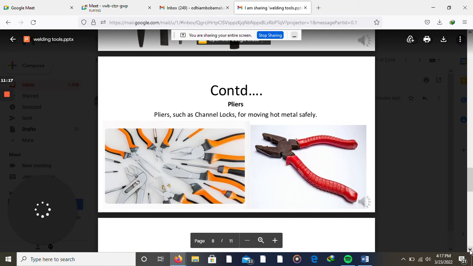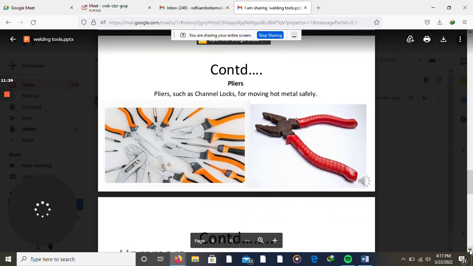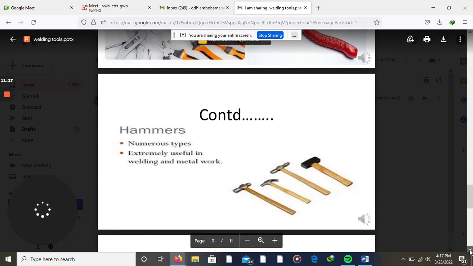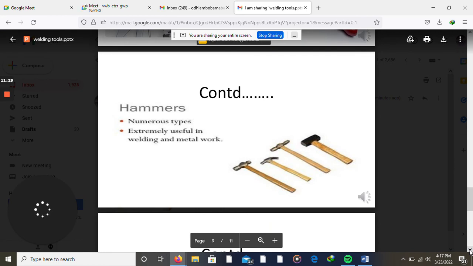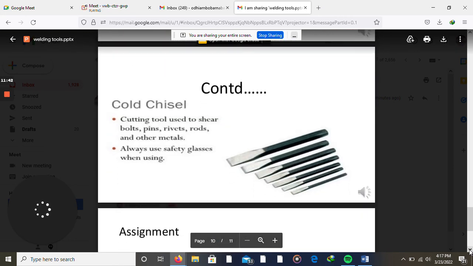So we can also look at pliers. Pliers are displayed on your screen. Pliers such as channel locks are used for moving hot metal safely, and for removing metal. Then we have hammers. Hammers are made of numerous types, as you can see on your screen, and they are extremely useful in welding and metal work. So then we have cold chisel. Cold chisels are used to cut, used to shear bolts, pins, rivets, rods, and other metals.